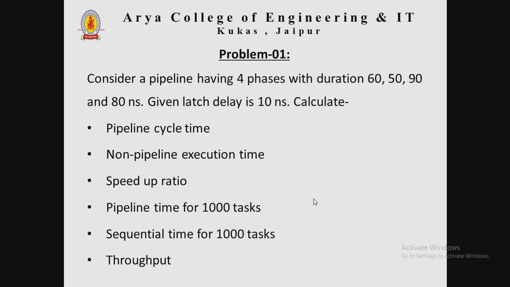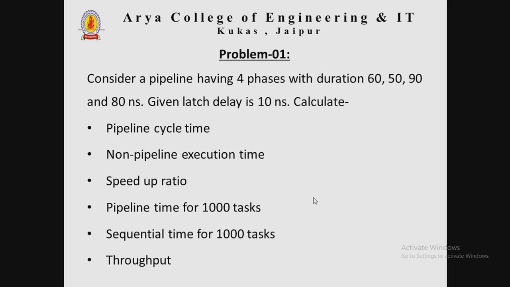I am reading out problem 1, which defines that we consider a pipeline having 4 phases with durations 60, 50, 90 and 80 nanoseconds, and given that the latch delay is 10 nanoseconds, we have to calculate at first the pipeline cycle time, non-pipeline execution time, speed up ratio, pipeline time for 1000 tasks, sequential time for 1000 tasks, and throughput.